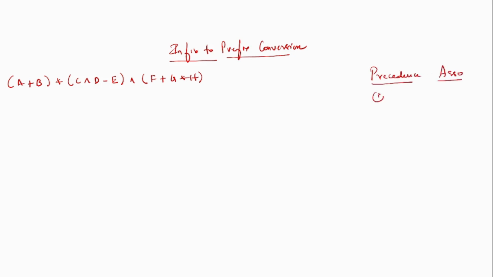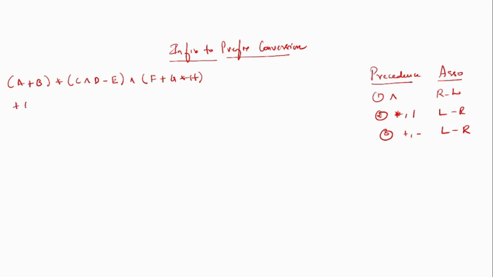Exponential has the highest precedence, and its associativity is from right to left. You have multiplication and division left to right, and then finally you have plus and minus left to right. So here you can see we have three parentheses. We will solve the left parenthesis first, right?